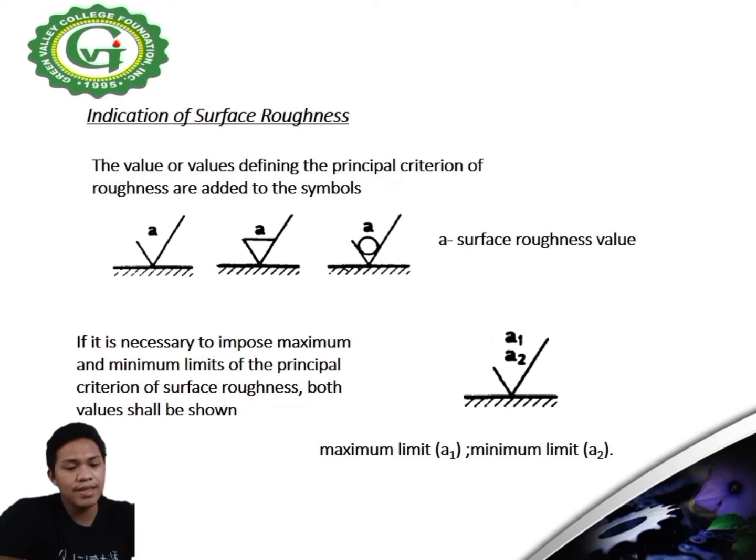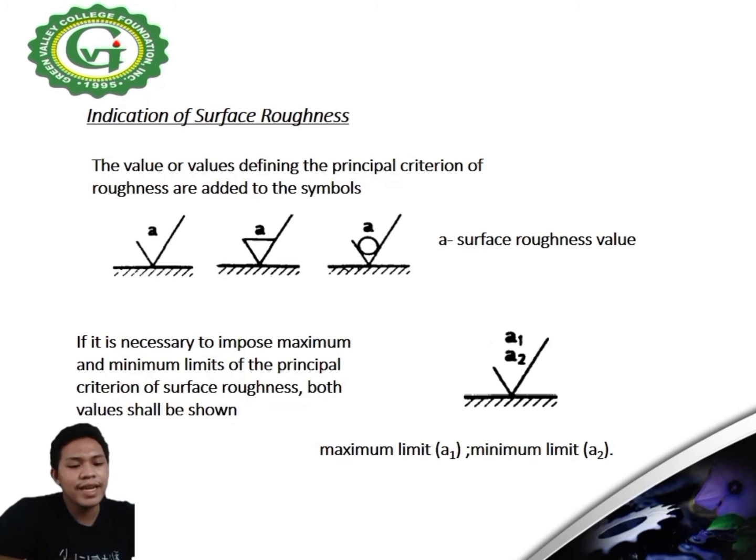Indication of machining allowance. Where it is necessary to specify the value of the machining allowance, this shall be indicated on the left of the symbol. These values shall be expressed in millimeters, like in the picture.